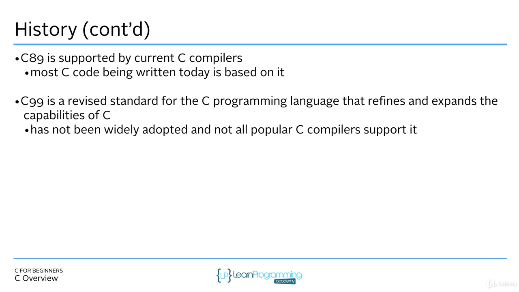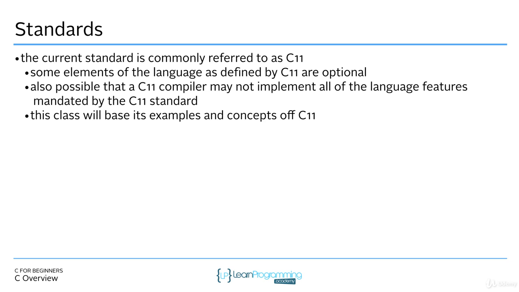C99 was a little revision where it expanded on some of the functionality of C, some of the capabilities. It hasn't been widely adopted, and not all the compilers support it. But we'll be focusing mainly on C99. The current standard is commonly referred to as C11, 2011. Not used as much, but it does have a lot of cool features. We'll talk about all three standards, but we'll focus on C99.